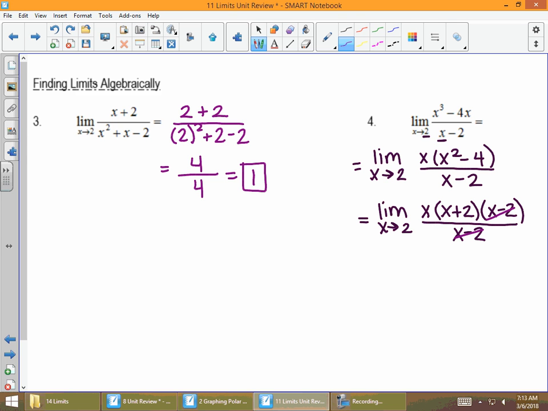And since I'm at the point of evaluating the limit, I can go ahead and drop that limit notation. So 2 times 2 plus 2. So 2 times 4 is 8. So the limit as x approaches 2 of x cubed minus 4x over x minus 2 is 8. You guys know from your work with rational functions, what happened here was this is a hole at x minus 2, which is x equals 2.